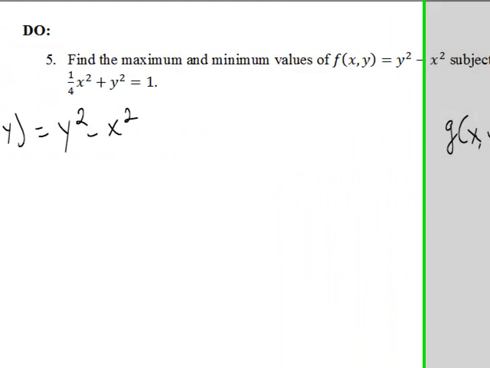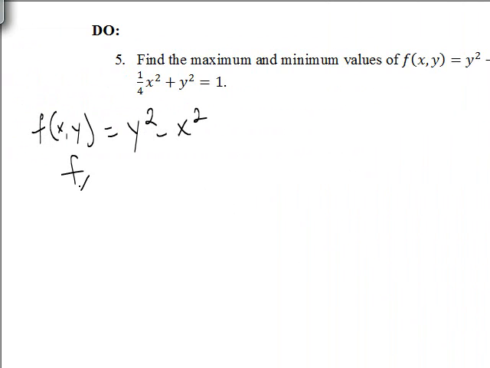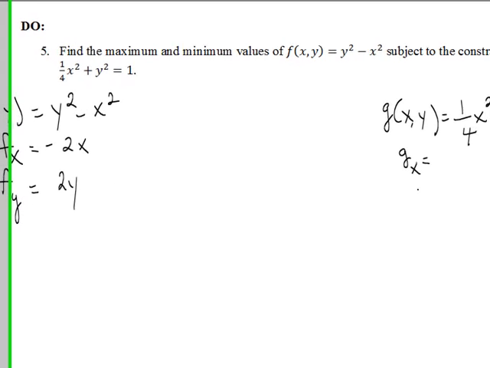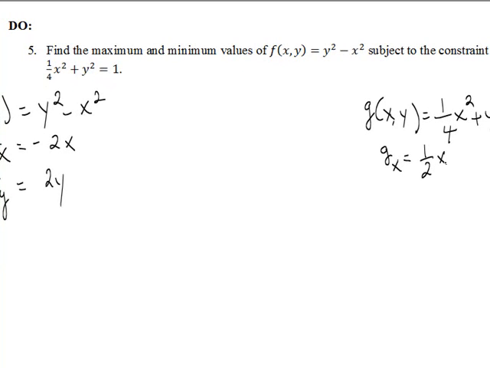Partials. Can one person give me partial of f with respect to x, please? Minus 2x. Somebody give me partial of f with respect to y, please. 2y. Another person give me partial of g with respect to x, please. Half x. Another person give me partial of g with respect to y, please. 2y. Good.